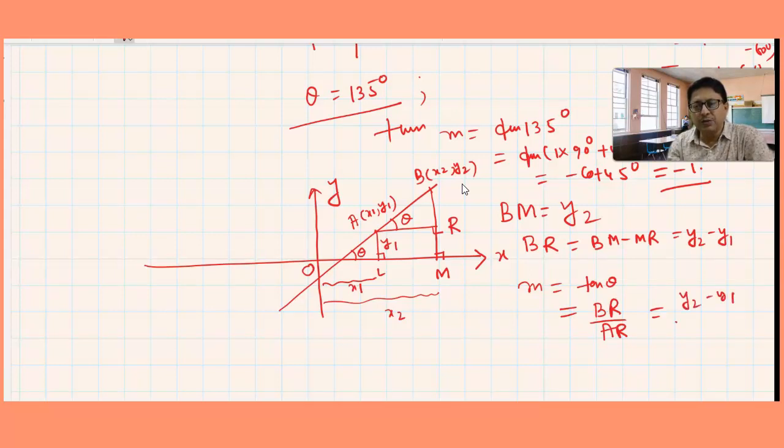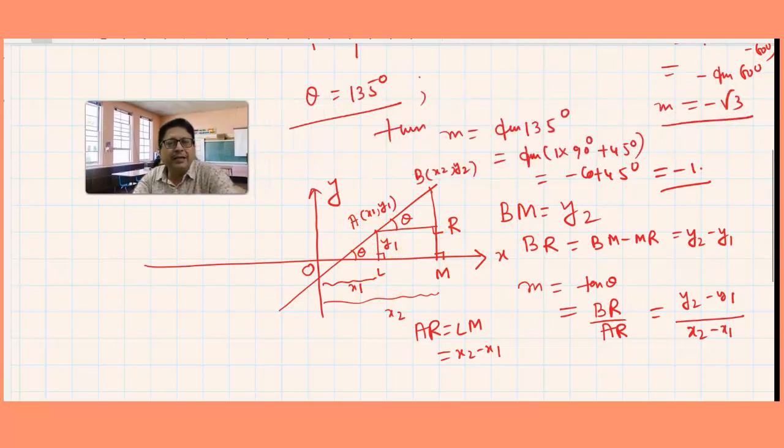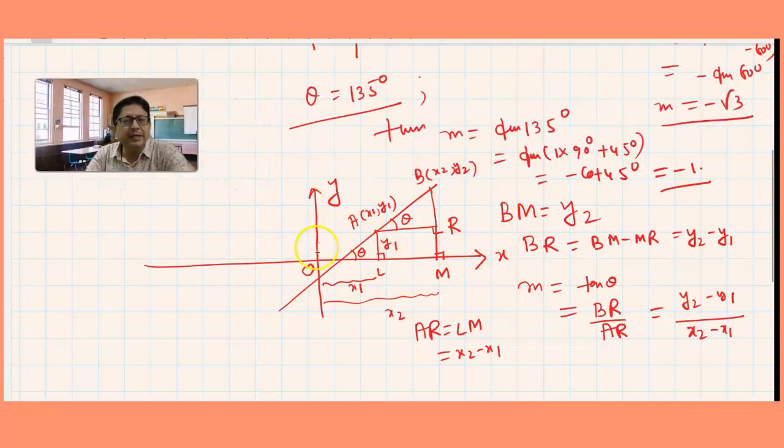So the numerator is known, y2 minus y1, and the value of AR, you all can see the diagram, is LM, which is nothing but x2 minus x1. So slope of the line is going to be y2 minus y1 by x2 minus x1. Okay. So slope of the line can be determined easily if 2 points on the line are known.